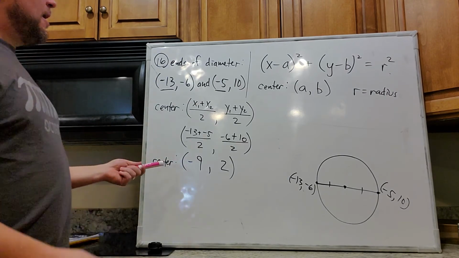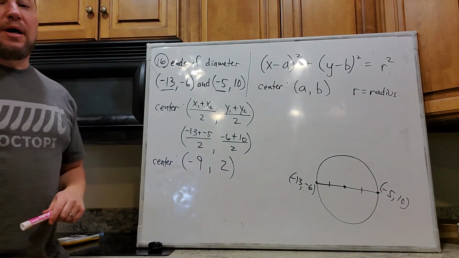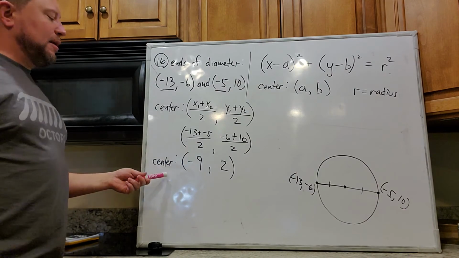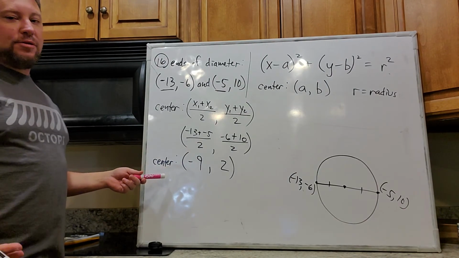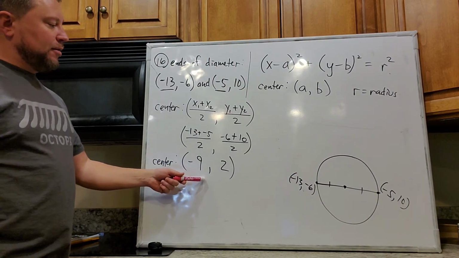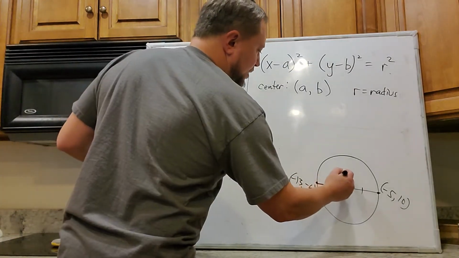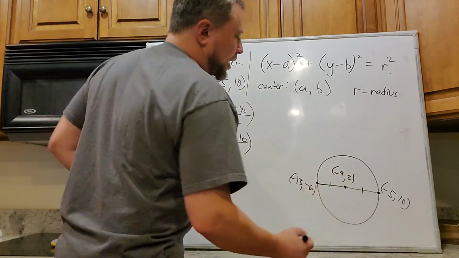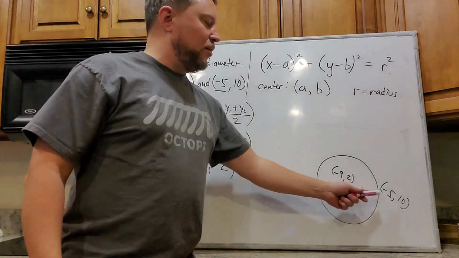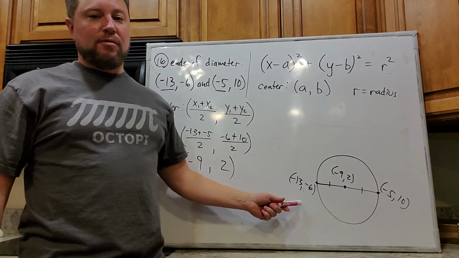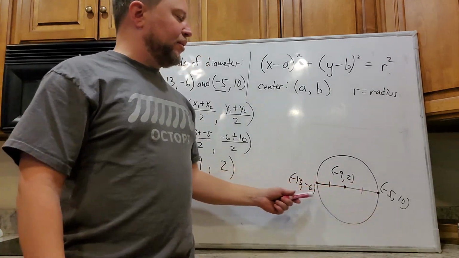Okay, now we can treat it just like the previous problem. On the previous problem, they gave us the center and a point on the circle. Well, here's the center at negative 9, 2. And look, we've got not one but 2 points on the circle. We got each end of that diameter.